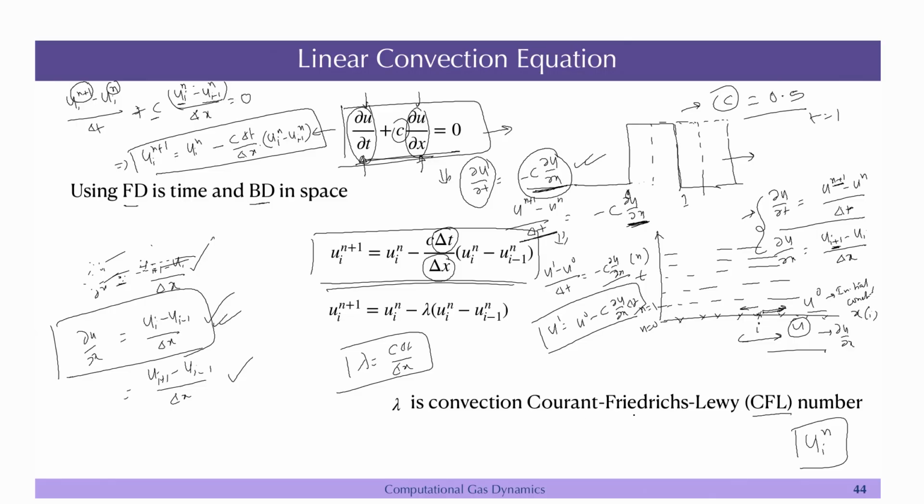This is called the CFL number, and CFL is for the initials of three scientists, Courant, Friedrichs and Lewy, and sometimes it is also called the Courant number. Because we are solving the convection equation, this is the convective Courant number or convective CFL number. Similarly, we will have something called the diffusive CFL number.